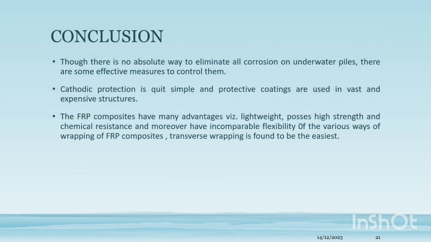Conclusion. Though there is no absolute way to eliminate all corrosion on underwater pipe, there are some effective measures to control it. Cathodic protection is quite simple, and protective coatings are used in vast and expensive structures. FRP composites have many advantages: lightweight, high strength and chemical resistance, and moreover an incomparable flexibility in the various ways of wrapping the FRP composite. Transverse wrapping is found to be the easiest.